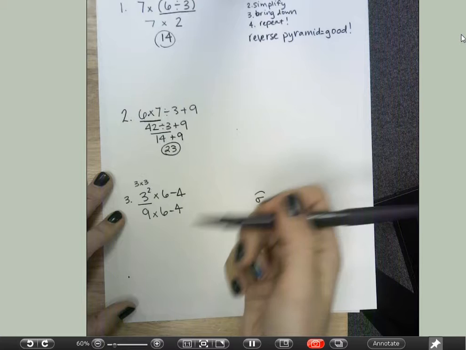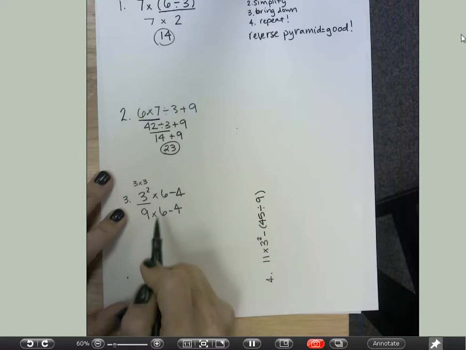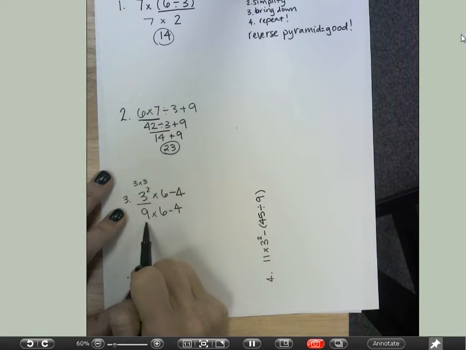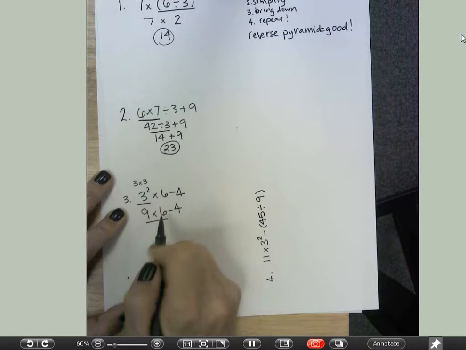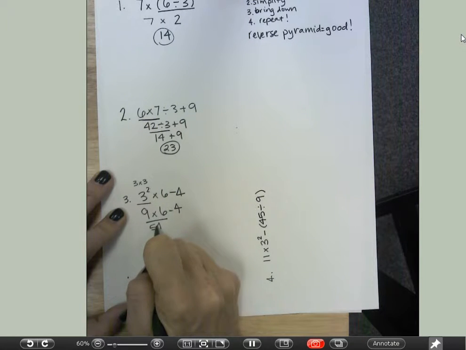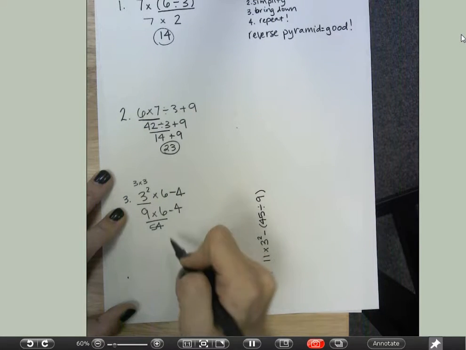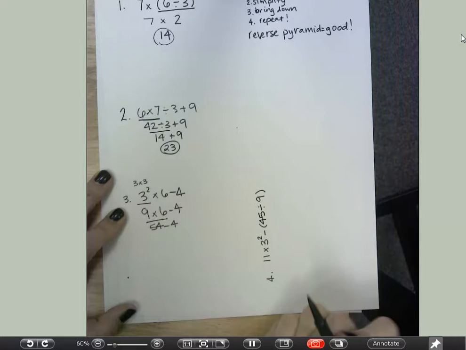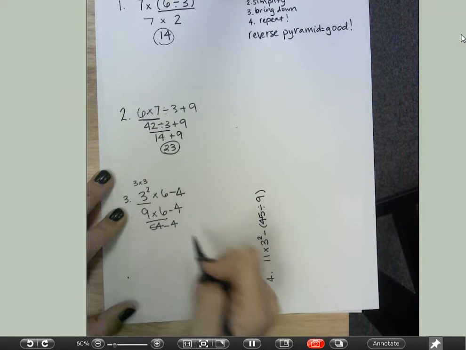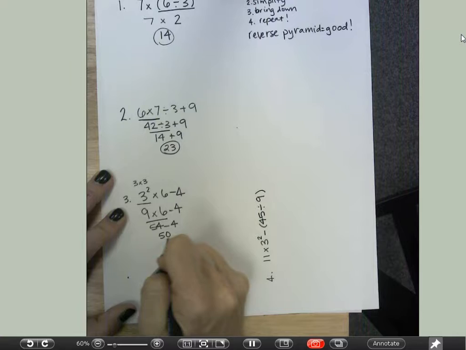Now I'm going to repeat. So I'm going to underline. So I've got multiplication and subtraction. So multiplication wins. 9 times 6 is 54. Okay, so I've simplified. Now I'm bringing down. And now I'm going to repeat. 54 minus 4 is 50.